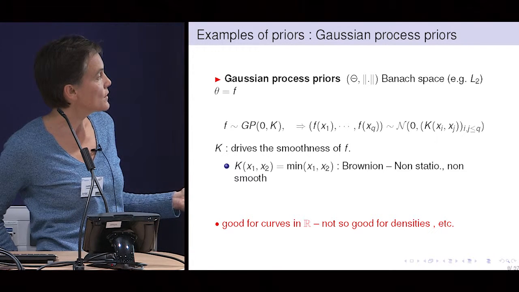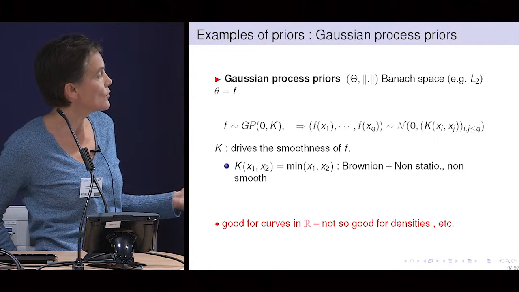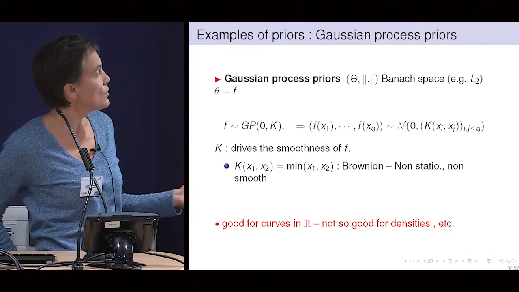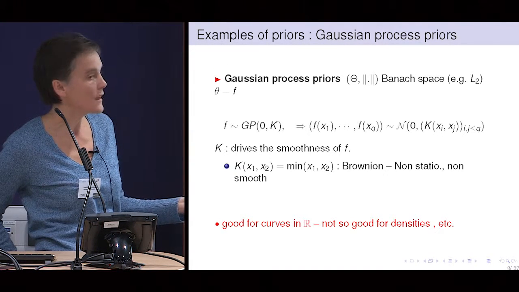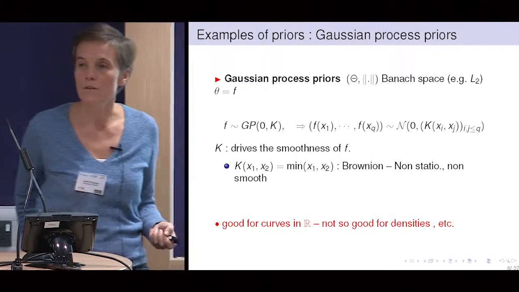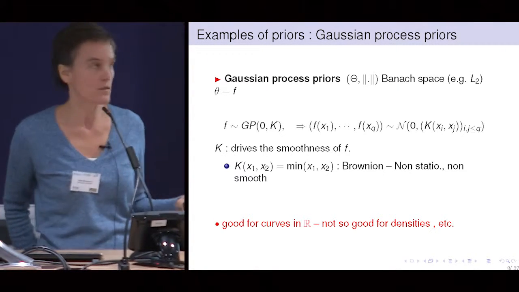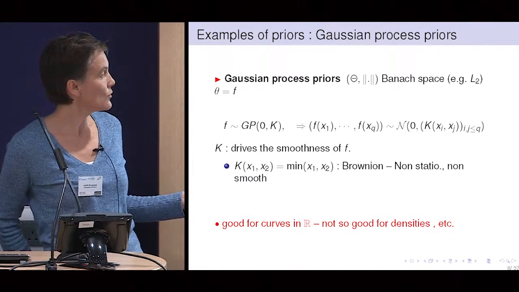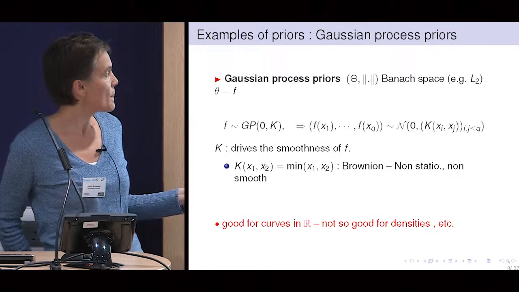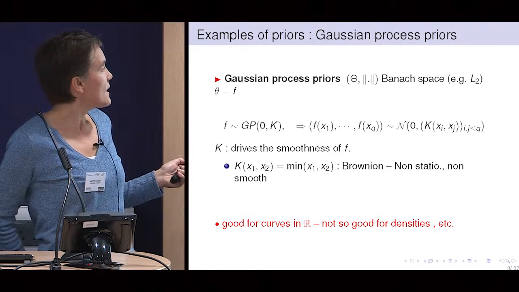For any x1 up to xq, this big vector is a Gaussian vector with mean 0 if it's a centered Gaussian process, and covariance matrix given by some kernel k, which is sort of the same kernel that was mentioned before for the RKHS story. So k is a covariance kernel evaluated at xi and xj. And k is very important.